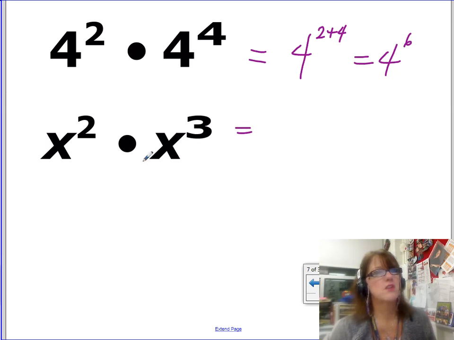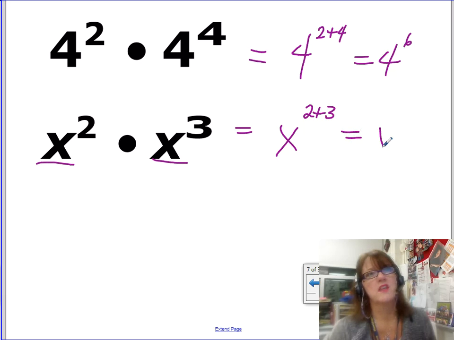If it's a variable, same thing. My base is x. Raise it to the 2 plus 3 power. That is x to the 5th.